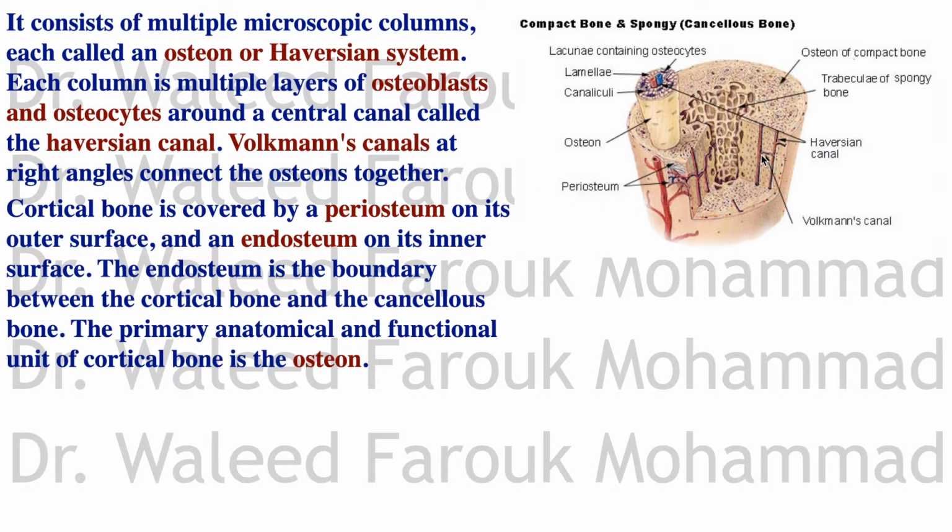Note here that there are transverse canals connecting the Haversian systems together. They are called the Volkmann's canals. At right angles, they connect the osteons together. And the cortical bone is covered by periosteum, and endosteum on its inner surface. The endosteum is the boundary between the compact bone and the cancellous bone. The primary anatomical functional unit of the cortical bone is called the osteon, as you can see here.